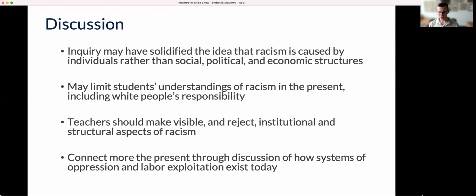And finally, she could consider connecting discussions of the past to the present more through discussions of how systems of oppression and labor exploitation continue into the present.